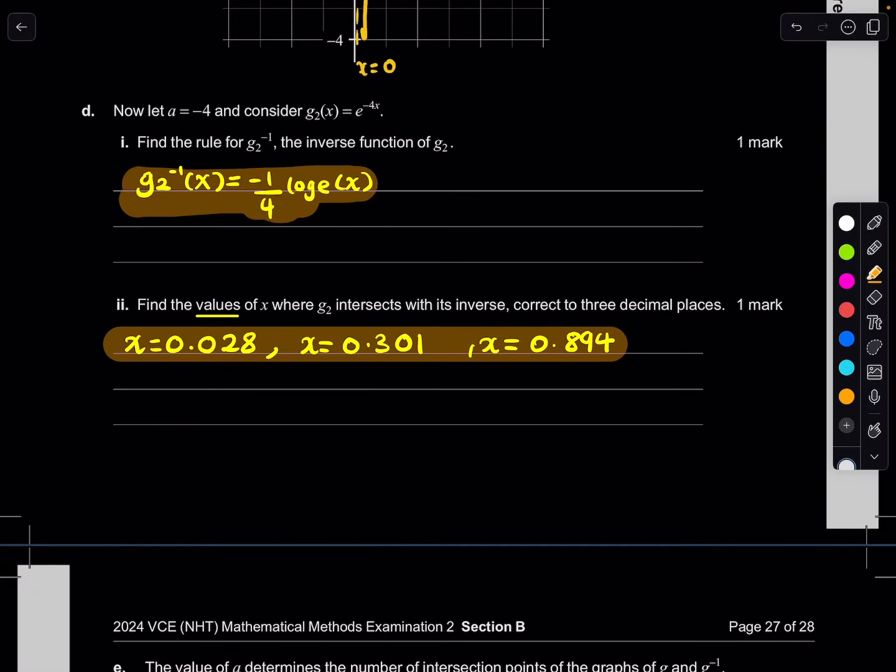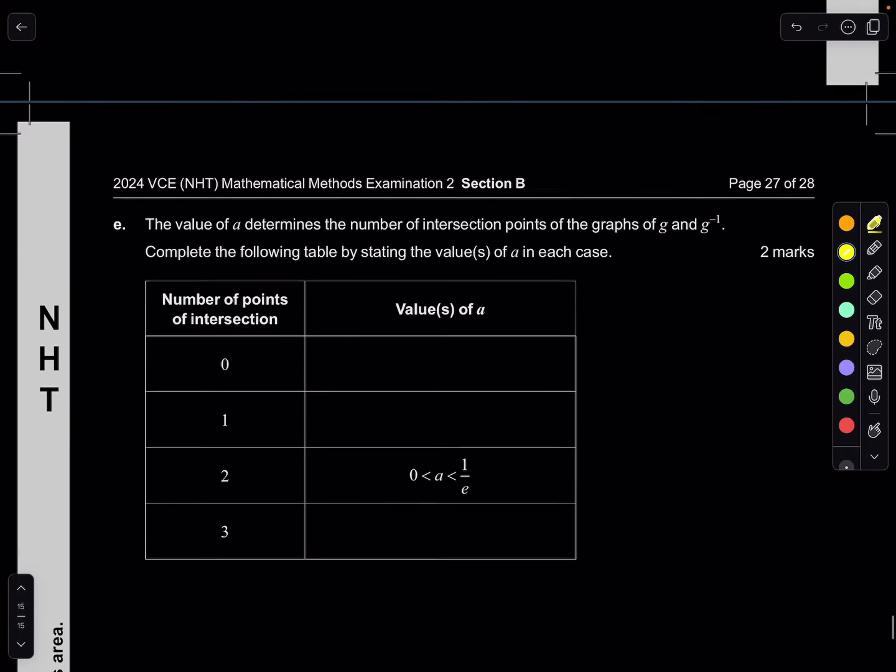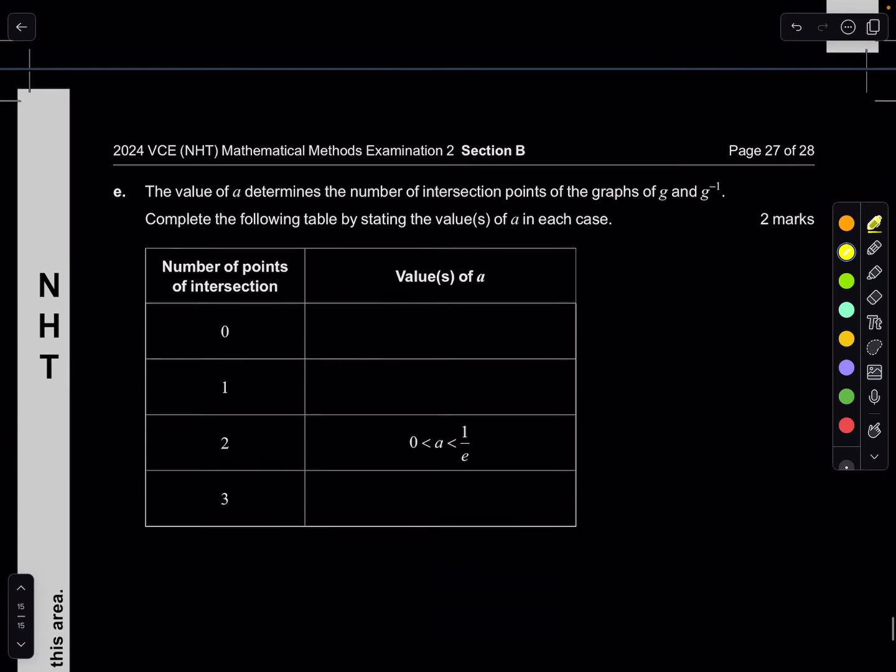That's not bad. Beautiful. Next question, E. I think this is the last one. Wow, I'm so tired, I'm not going to lie. I just want to get this paper done. 2 marks. Now, normally this is always supposed to be the hardest one. Let's have a try at it.